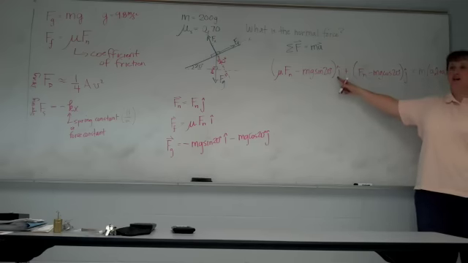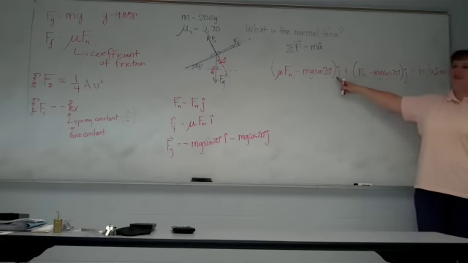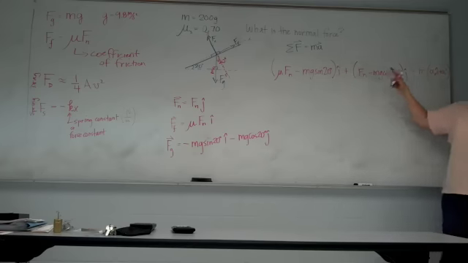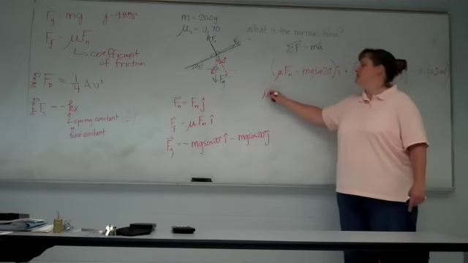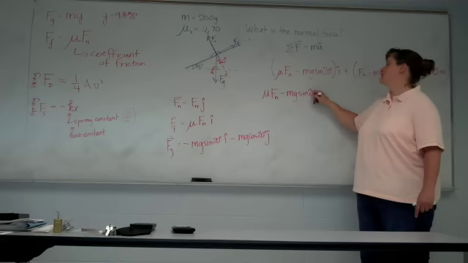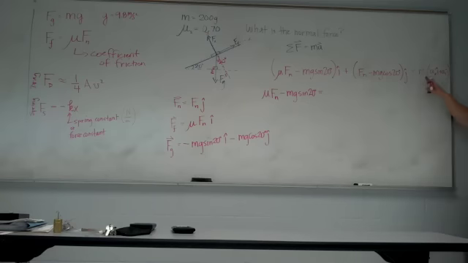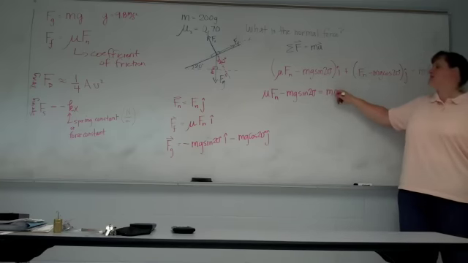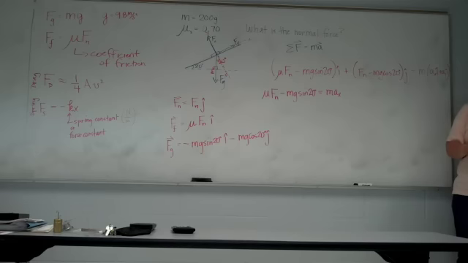Whatever your i's are on the left side equals whatever your i's are on the right side. X components can't determine y components, and vice versa. Whatever you have as the x component on the left side has to equal the x component on the right side. That's the x component on the left side. The x component on the right side is the mass times the x acceleration. So that gives us one equation to work with.